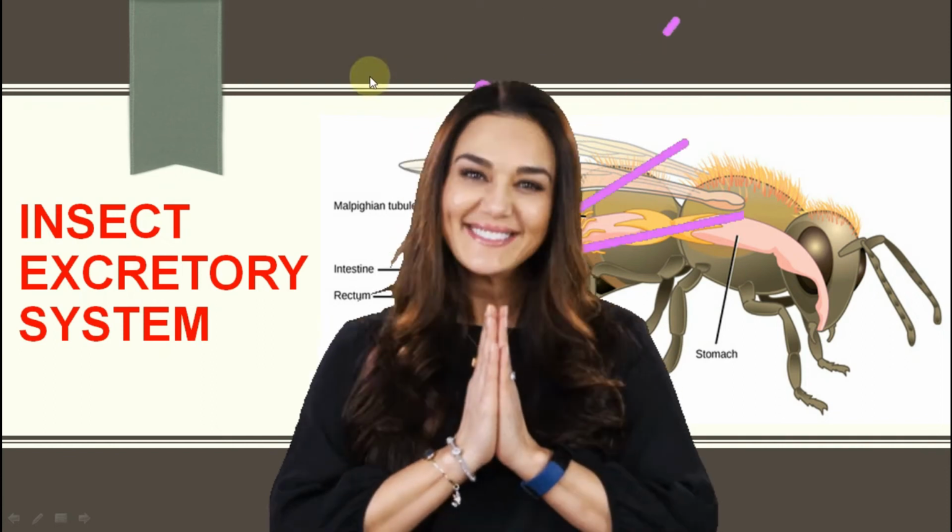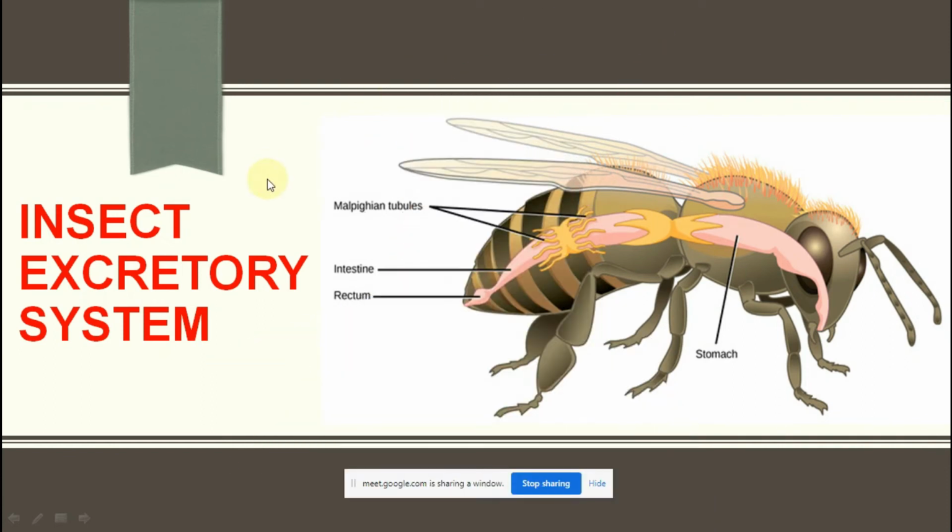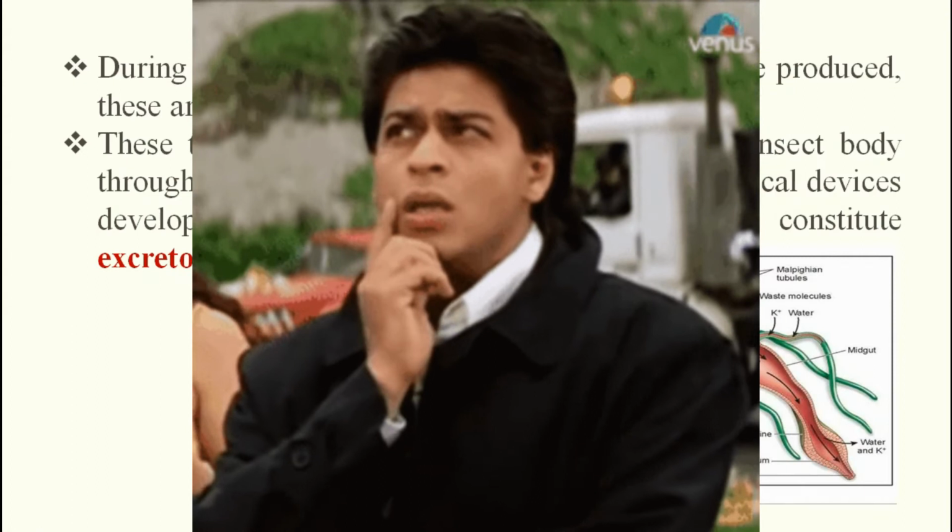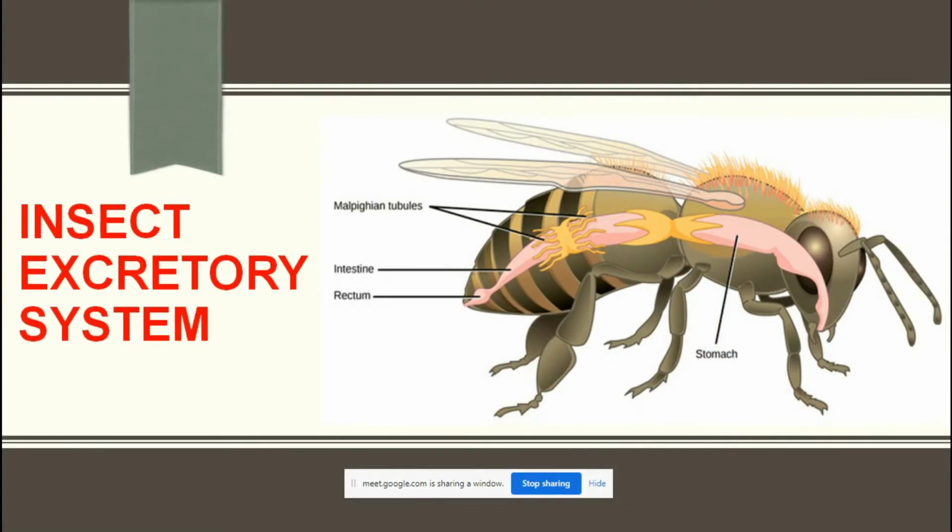Today we will discuss the insect excretory system. Can anyone tell what you mean by excretion? Any idea what you mean by excretion? The removal of wastage after the digestion. Yes or no? Very good. That means what is happening here?